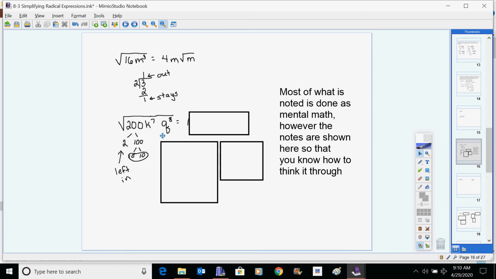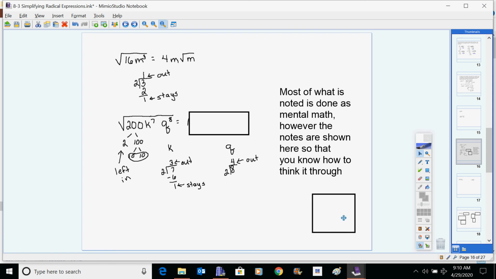K to the 7th power, exponent divided by index. 7 divided by 2 gives you 3. So 3 will pop out, but there's a remainder 1, so 1 will stay in. For our Q's, what happens? 8 divided by 2 gives you 4. So 4 come out, there's nothing remaining, so there's no Q's that remain in.